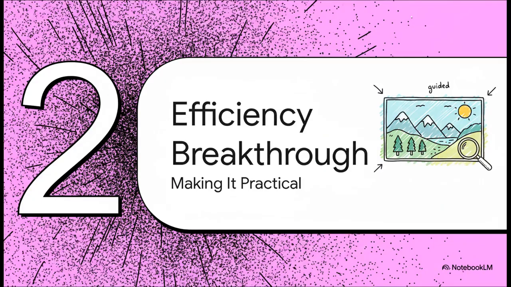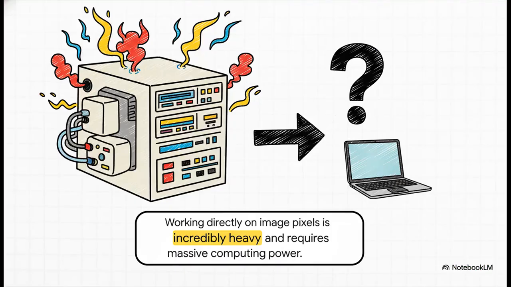Okay, so that's the core idea. But it had a huge problem, a really big one. It was incredibly, painfully slow and took a ridiculous amount of computer power. So that's where our next big breakthrough comes into play. See, working directly on all the pixels in an image, we're talking hundreds of thousands of them, is accurate for sure. But it's just so slow and resource heavy.